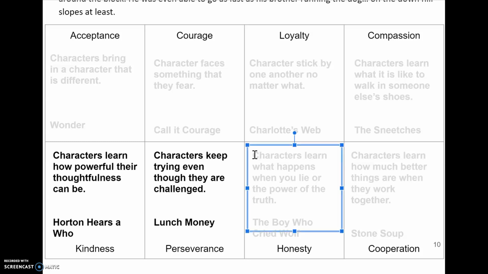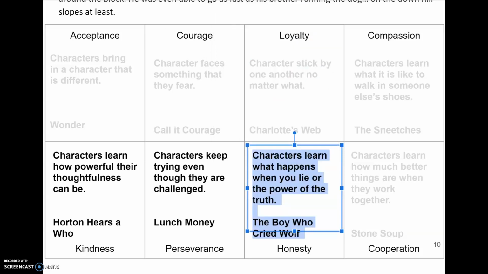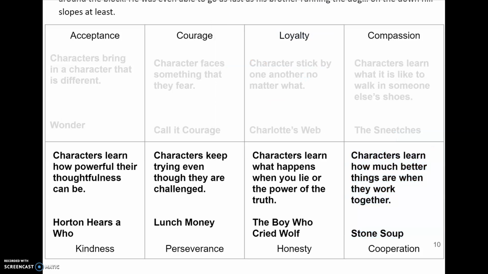Over here with honesty. Characters learn what happened when you lie, or the power of truth. So The Boy Who Cried Wolf is a story about someone who lied repeatedly, but it does teach honesty because there was a negative consequence for the boy who cried wolf. In a story that's teaching cooperation as the theme, characters learn how much better things are when they work together. So Stone Soup is a story of cooperation.